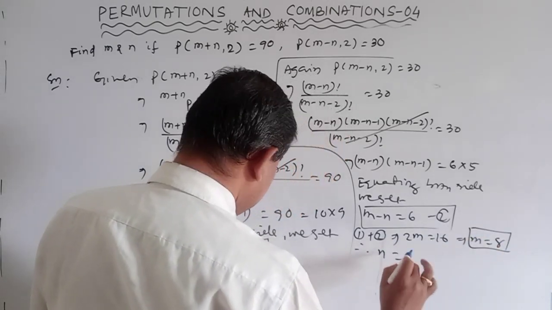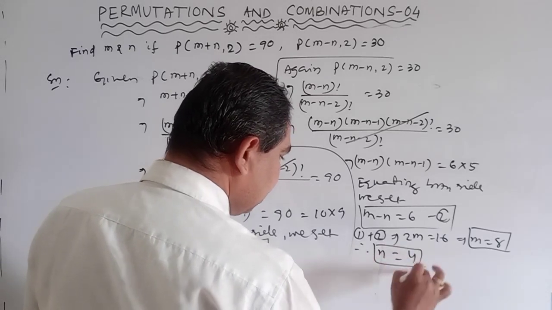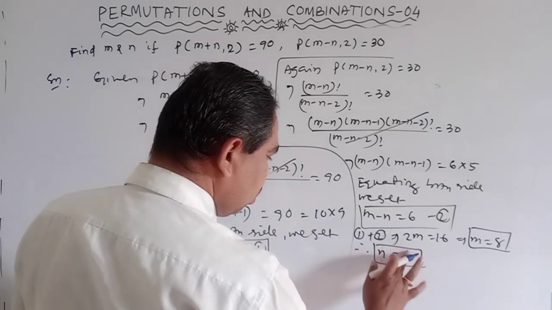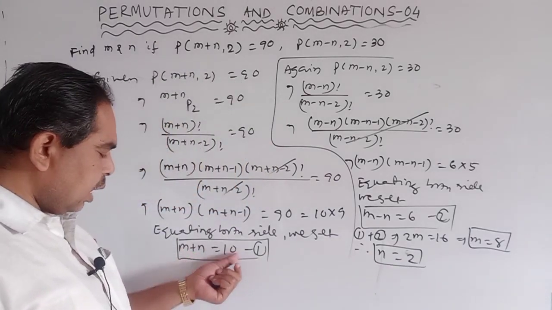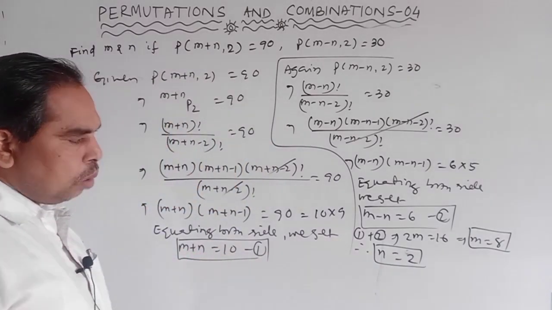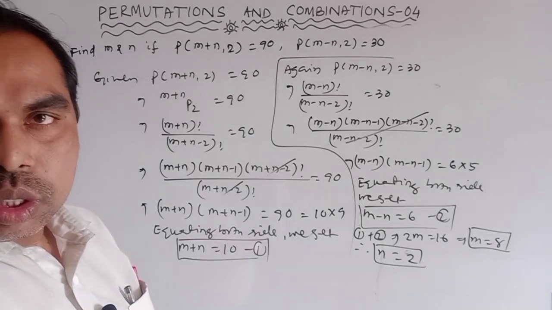Therefore n is equal to 2, because m is 8. So 8 plus n is equal to 10. So n is equal to 2. Hence m is equal to 8, n is equal to 2. Okay.